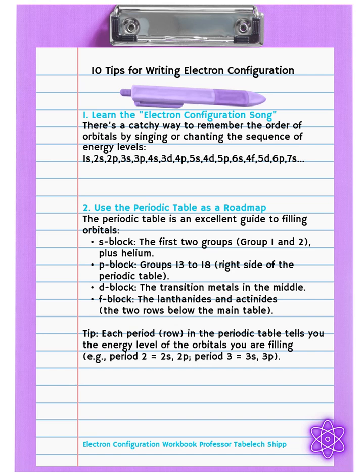Now, when you get to the F block, those are what we call the lanthanide and actinide series. Those are the two rows below the main table, and those are the two parts of the periodic table that were extracted from the periodic table to shorten the chart. Now, here's the thing though. Each period or row in the periodic table tells you the energy level of the orbitals you are filling. So for instance, period 2 equals 2s and 2p. Period 3 would equal 3s and 3p.